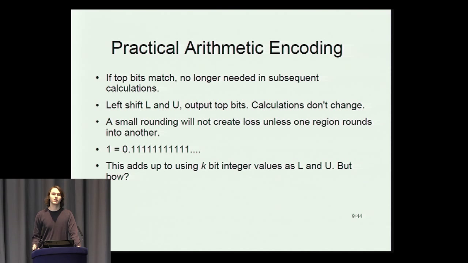A few observations, first of all. As our bounds are approaching each other, once the bounds match in their top bits, we no longer need to work with them because they're never going to change. So we could discard them and output them and just work on the following bits. Also, we can afford to round our calculations as long as we don't end up having two values that would round into the same interval. Also, 1 does in fact equal 0.111111, just a binary expansion, as long as this is infinite. We're going to represent 1 like this, and I'll tell you why in a second. And finally, we'll replace our upper and lower bounds with just k-bit integers.